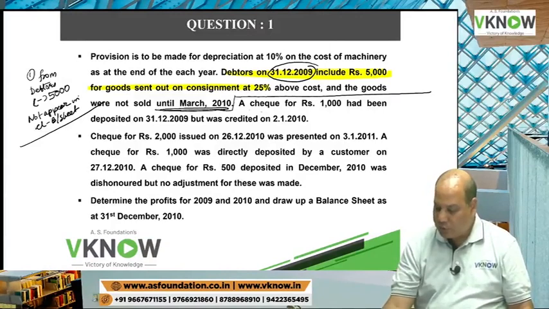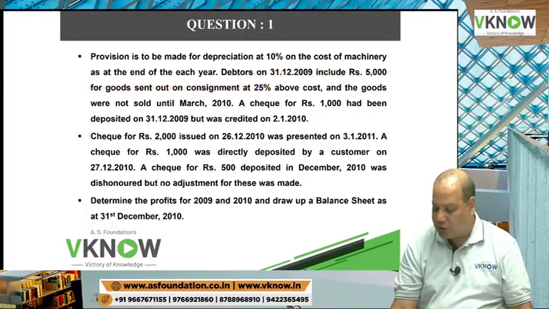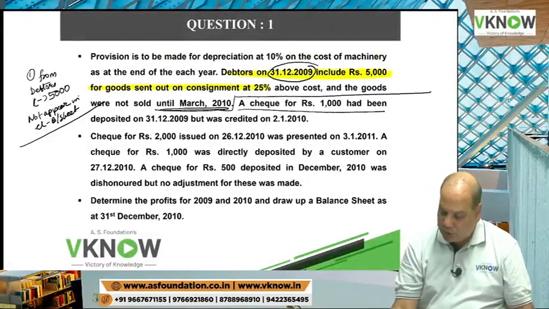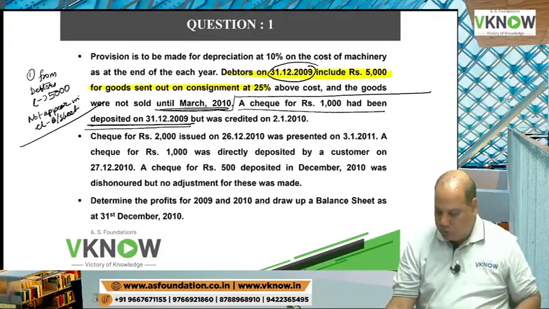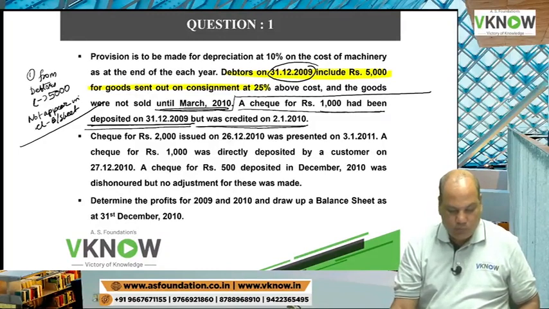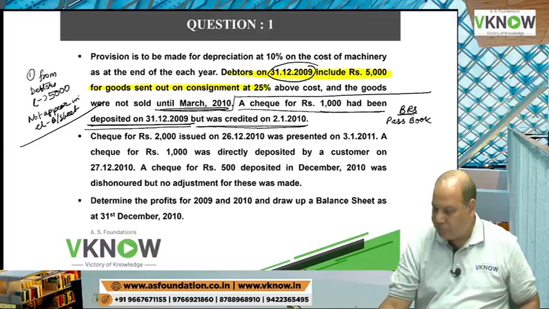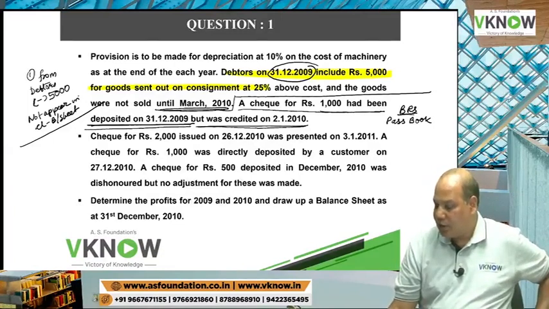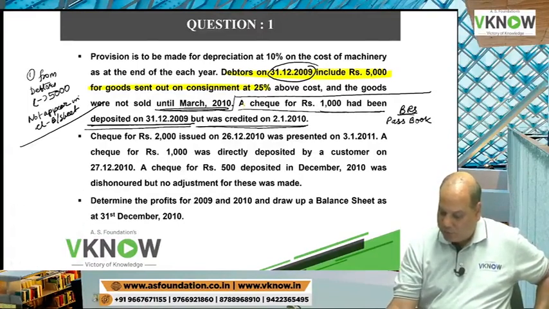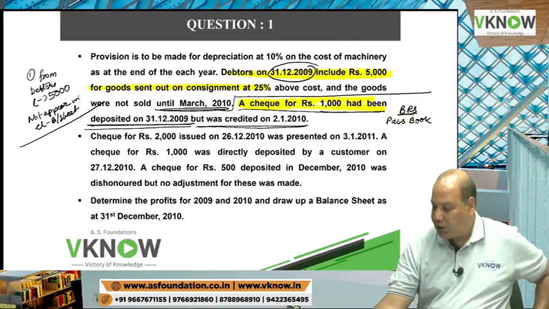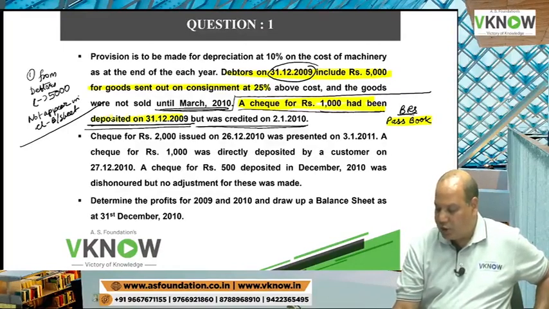Now a new adjustment. A check for rupees 1,000 has been deposited on 31/12/2009. Check was deposited by us, but was credited on 2/1/2010. So in the bank reconciliation statement, I am starting with passbook. Please reply, dear student. You have studied bank reconciliation statement in 12th standard also. You are starting with balance as per passbook. Check deposited by us but credited by bank in the next year.